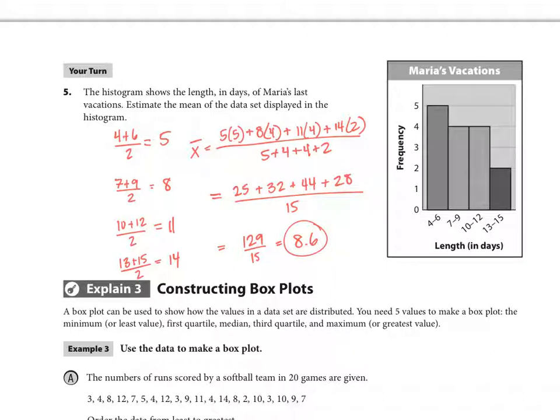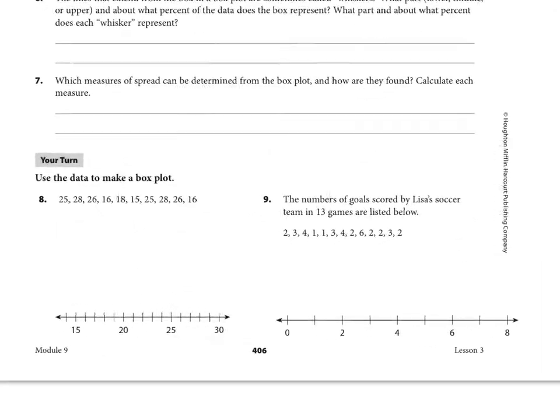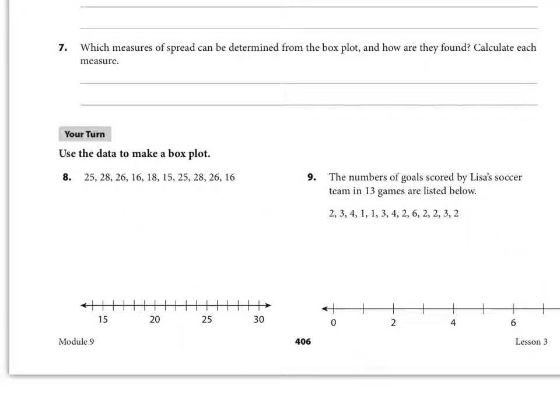So from here, we're going to look at the second type of data display, and that's box plots. Let's go ahead and make a dot plot here on the bottom of page 406. We have to put these in order. So I'm going to put in order for number 8 and number 9. You're going to see it pop up in a few seconds.